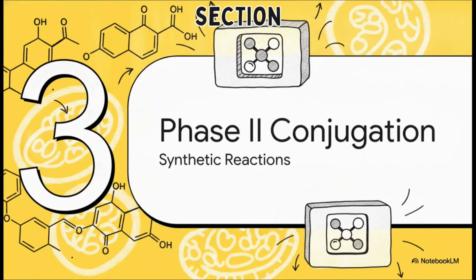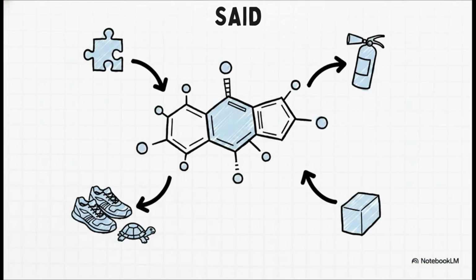Let's slide right into Section 3, Phase 2 conjugation. So, as we said earlier, Phase 2 involves attaching a substituent group to the drug. The big one to know here is glucuronidation. You absolutely must memorize UDP glucuronic acid, or UDPGA, as the high-energy donor compound, and the enzyme UDP glucuronyl transferase is what facilitates that transfer.